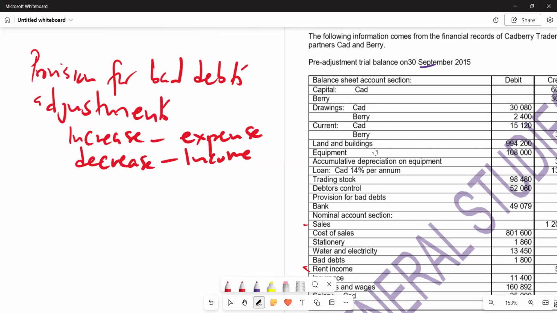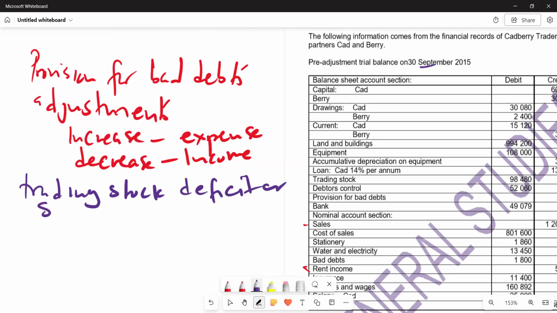And also the other item that we can check for is trading stock deficit or surplus. We know that if it's a surplus, it goes under other income. When it's a deficit, it goes under expense. So you have to check again before you leave that section. So those are the items that we can check before you leave the other income section. So, provision for bad debts adjustment. Let's start with that one.